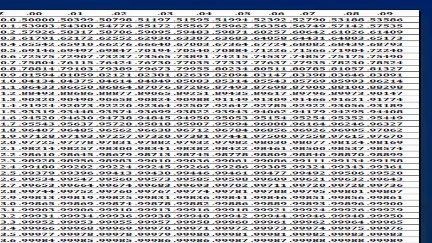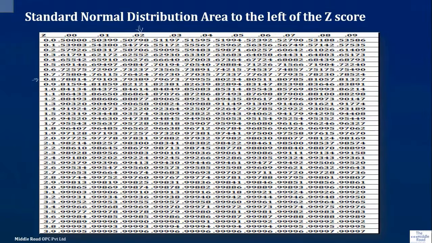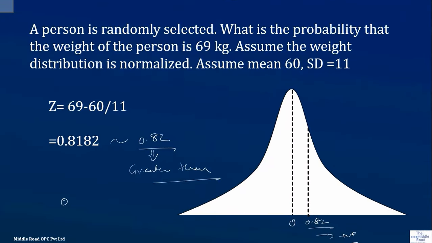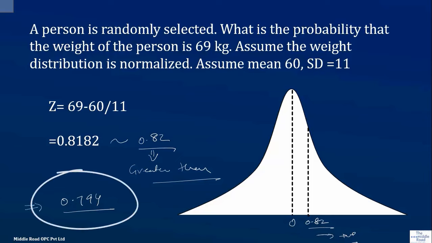Now I'll go to the columns, and I'll go to 0.02 because it will be 0.82. The value is 0.7938, so I'll round it off to 3 digits and we get 0.794, which is nothing but 79.4%. This is the probability that the weight of the person is less than that value, or you can say 79.4%.